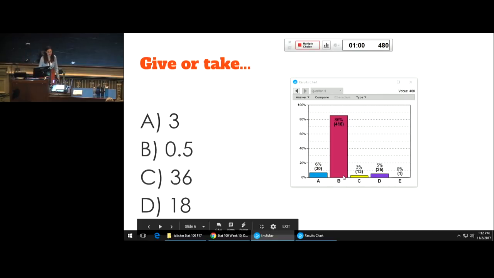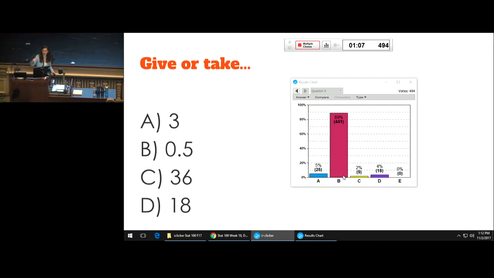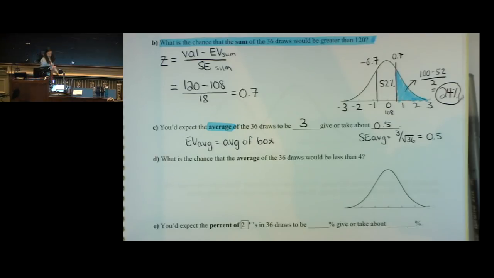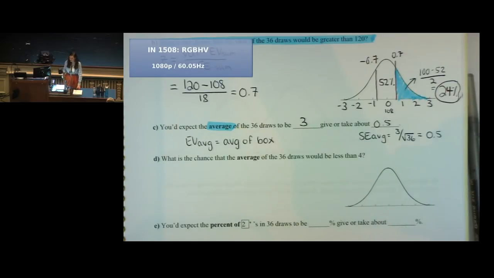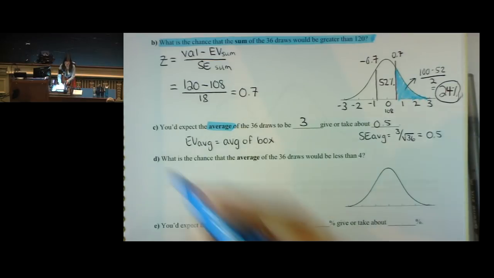Okay, it looks like most people are getting this one too. It should be B, it should be 0.5. That looks great, 87% and going up. All right, so answer that if you haven't already. I showed my work on the notebook right here, just using the formulas. And then again, just doing this is the same thing.